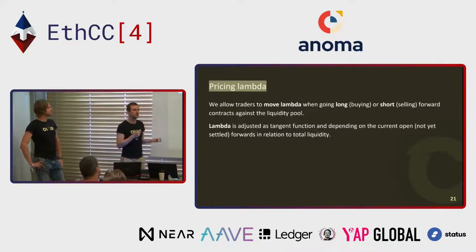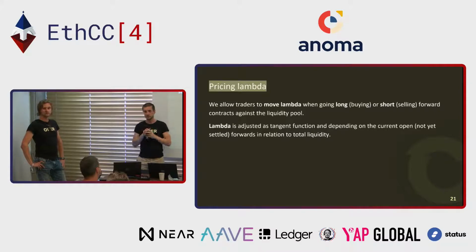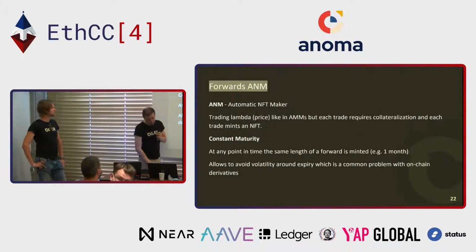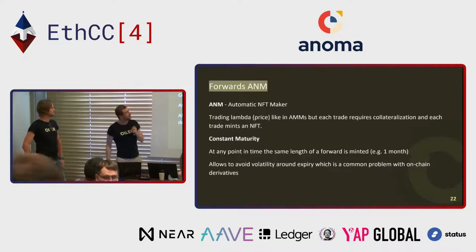Why do we do that? Because, like in traditional AMMs, we want the pool to not move far away from the initial price, because this is the most efficient thing for the liquidity providers. They can collect fees at the same time without getting too much risk exposure in any direction. And the way we price lambda is we just apply a tangent function that will allow us to slide it between negative and positive infinity. And the way we build it is by introducing something that we call AMM, Automatic NFT Maker.